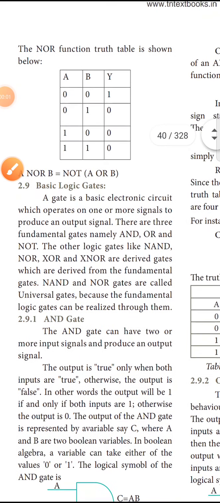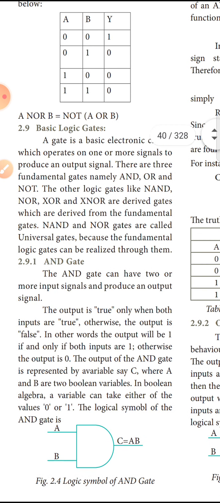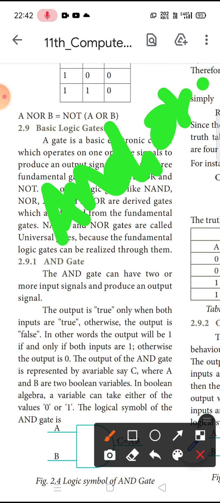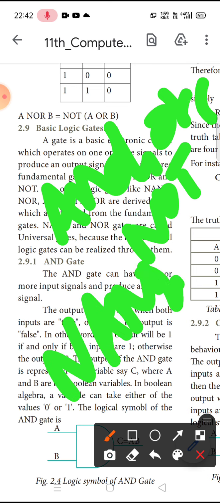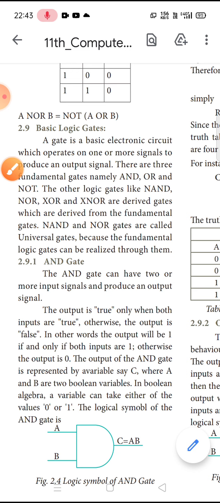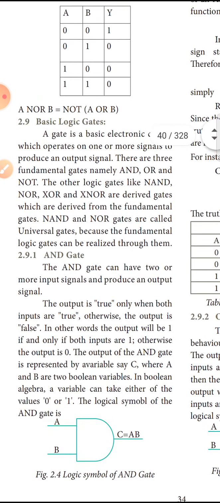The next concept is basic logic gates. For computer designing we are using two types of gates: fundamental gates and derived gates. AND, OR, NOT are the fundamental gates. NAND, NOR, XOR, XNOR are the derived gates, the bubbled AND gate and bubbled OR gate. Derived gates are derived from the fundamental gates.